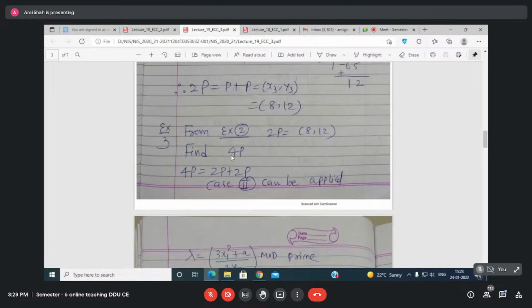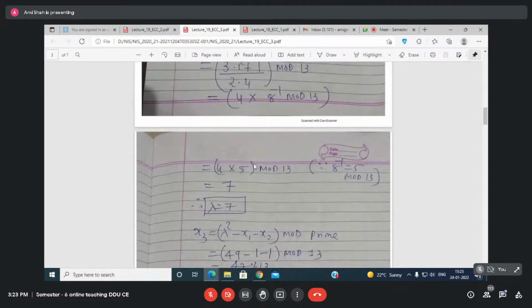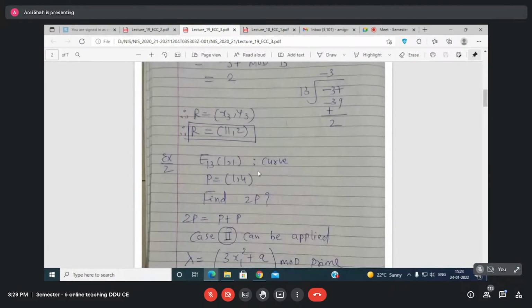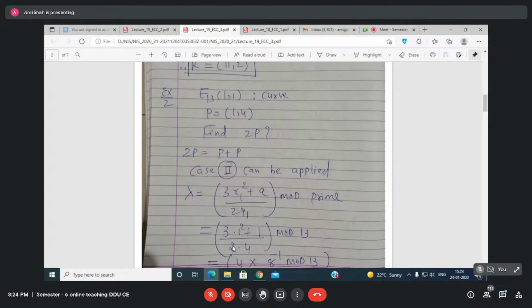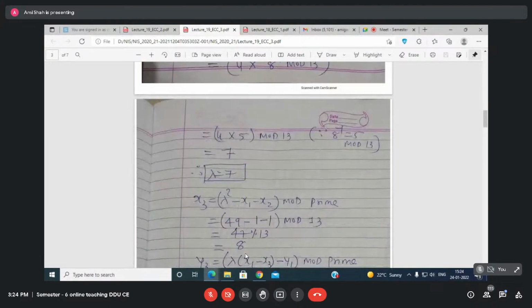Basically, if you want to calculate 4P, then first you find 2P, right? See, in the exam, if I give this type of point on a curve and ask you to find 4P, first you have to calculate 2P equals P plus P. You know that the two points overlap, so case number 2 is applied. When case number 2 is applied, first you calculate lambda using this formula, and then x3 and y3 using this formula.